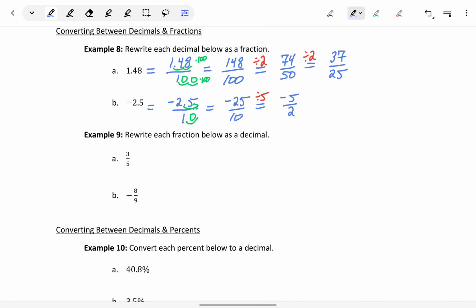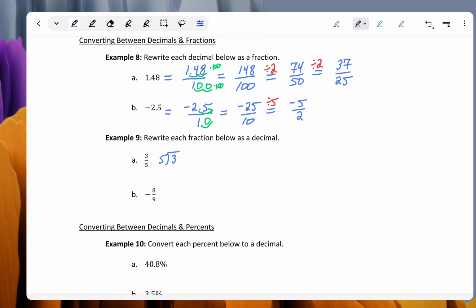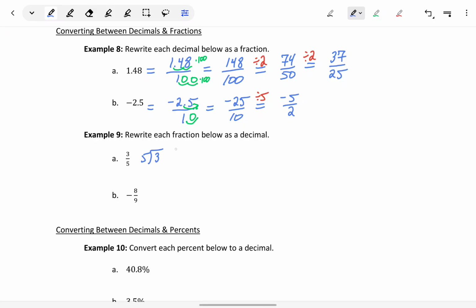Now we can work that the opposite way. We can start with a fraction and convert that into a decimal. What we would do is literally just take 3 and divide it by 5, so we could carry out that long division process manually, or we could literally just type into a calculator 3 divided by 5 and get that decimal representation for that number. 3/5, or 3 divided by 5, would be 0.6.